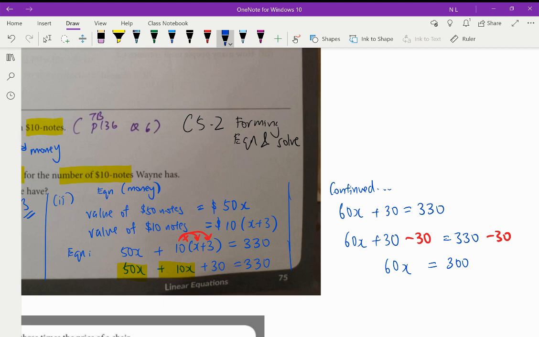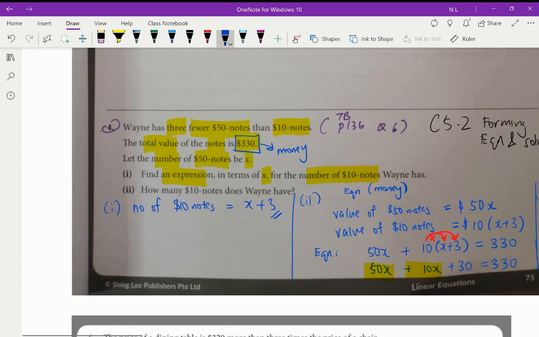In this case, it means that 60 units equals 300. You can treat the x as units, so you won't be so frightened about it. This is similar to what we learned in primary school. x just represents a unit. So 60 units equals 300, so 1 unit will be 300 divided by 60. So x equals 5. But what does the question ask us to find out?